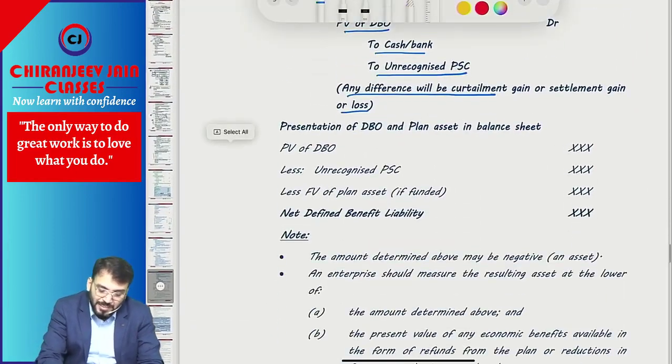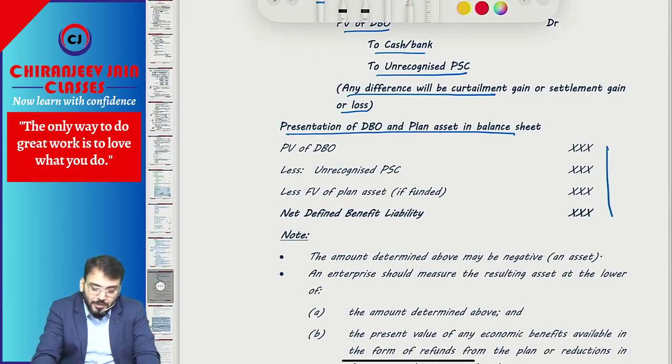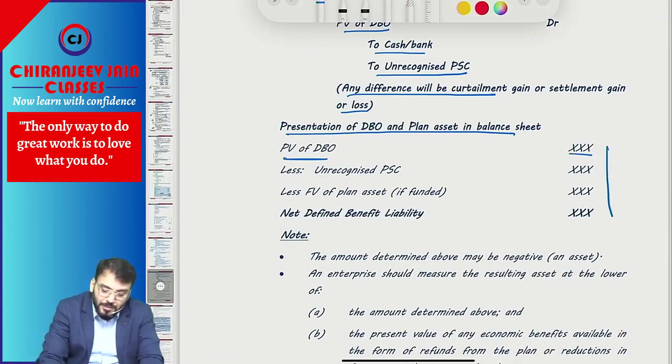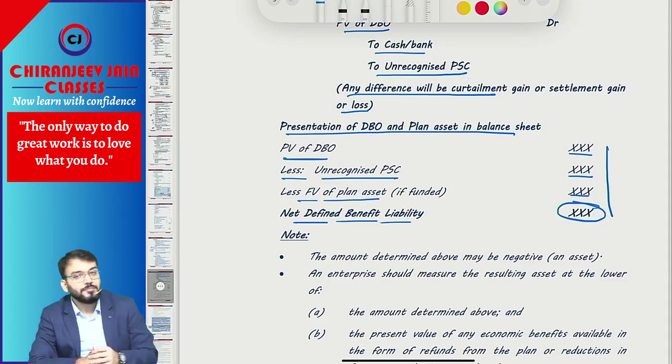Now, presentation of DBO and plan asset in balance sheet. Right now I have discussed that only. The present value of DBO less unamortized past service cost less fair value of plan asset. This becomes net defined benefit liability. Got this point?